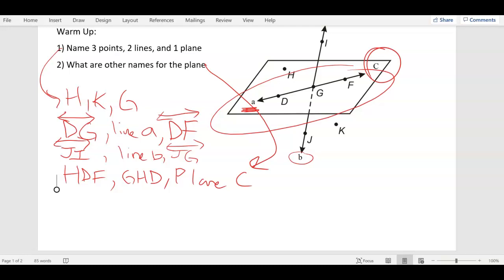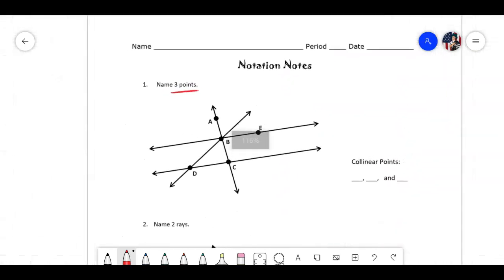Okay, so let's do these notes. All right, let's see here. All right, everyone's looking at number 1. After our warm-up, you should be able to breeze through this on your own. We're going to do it together, but go ahead and do number 1. Can you name three points in that picture? Write them down. Off to the right there. Tell me three collinear points. Now, let me pause. Not just three random points, three collinear points. What does collinear mean? In a straight line. They got to be in a straight line. Write them down.